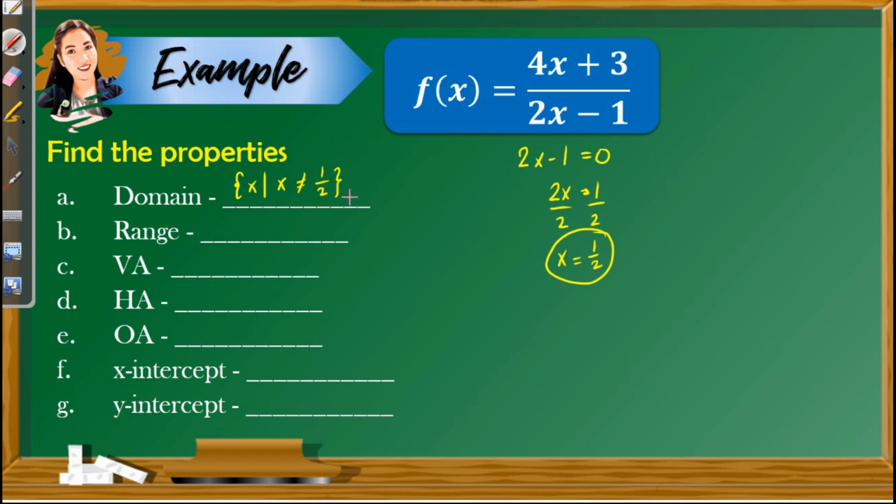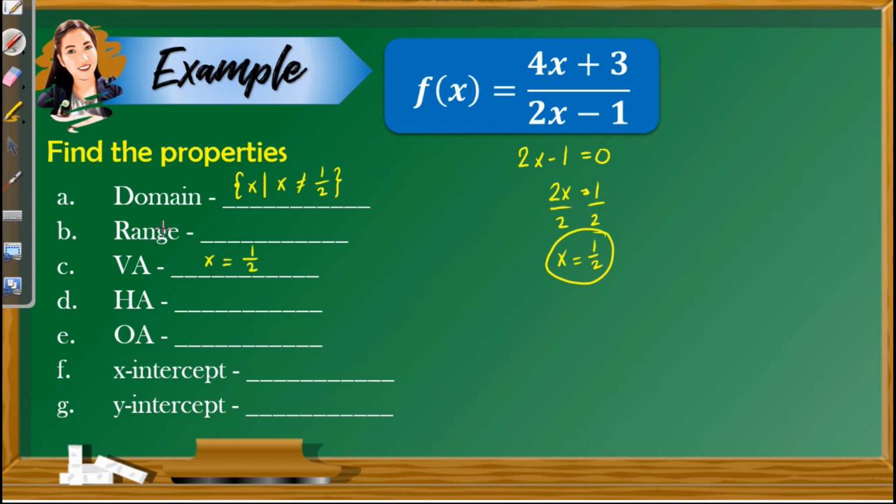And once you already have the value for the domain, you can now easily find the vertical asymptote. For the vertical asymptote, we have the same procedure. Therefore, x equals 1/2 gives us the equation of the line of the vertical asymptote, meaning to say, this is the line the graph will not pass through.